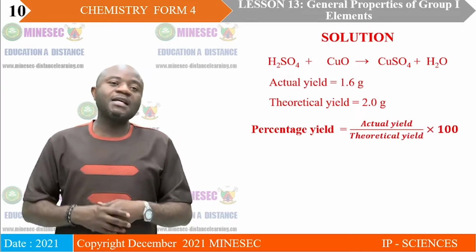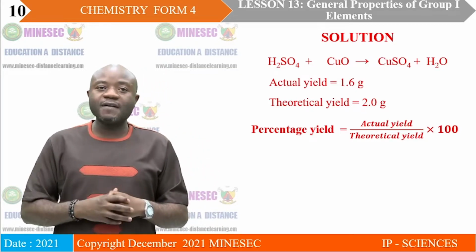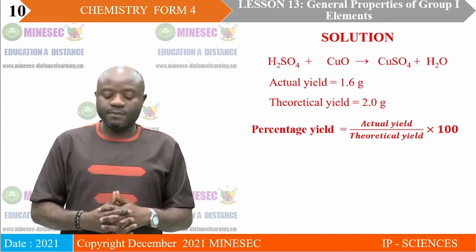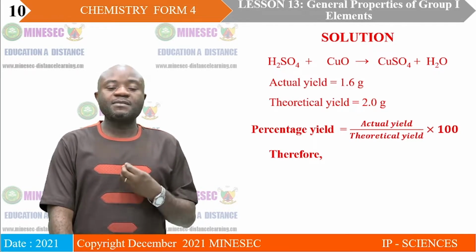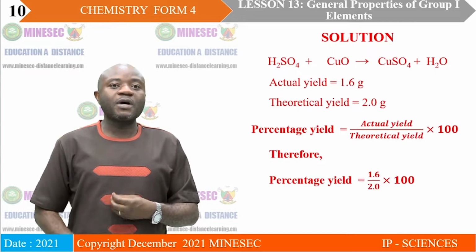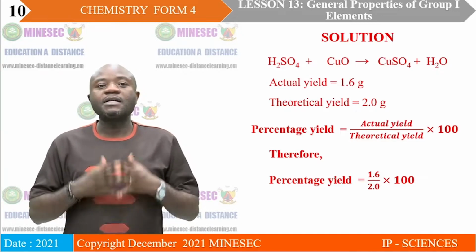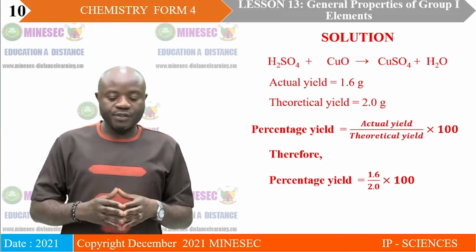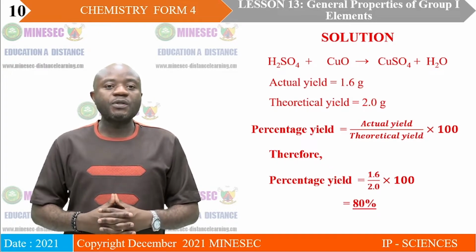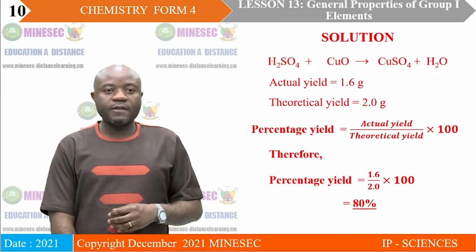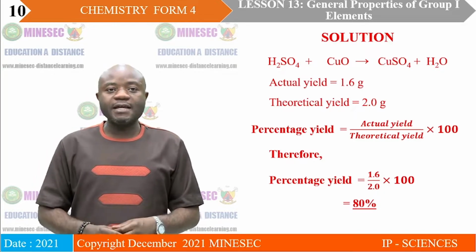And in our last lesson, we saw that to calculate percentage yield, we take the actual yield, we divide it by the theoretical yield, and we multiply it by 100. Therefore, if we apply the data that has been given to us in the question, we are going to have percentage yield is equal to 1.6 grams, our actual yield, divided by 2.0 grams, our theoretical yield, times 100. This is going to give us a percentage yield of 80%.